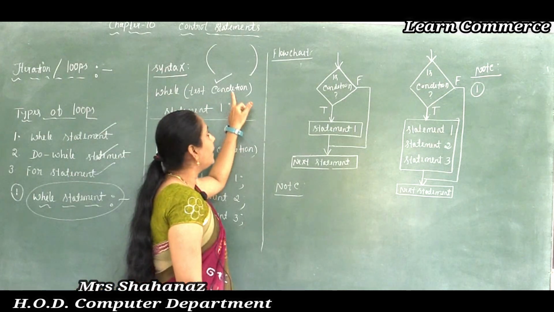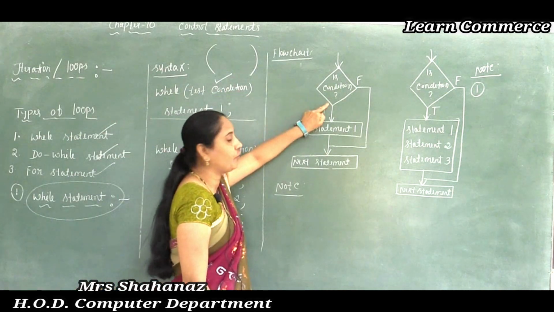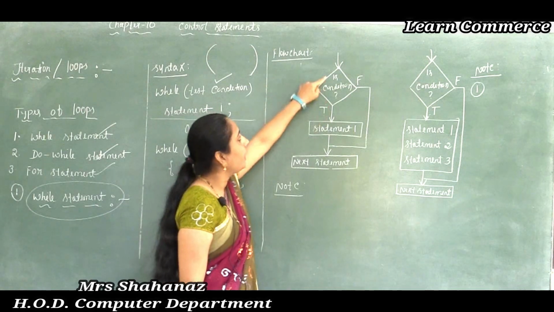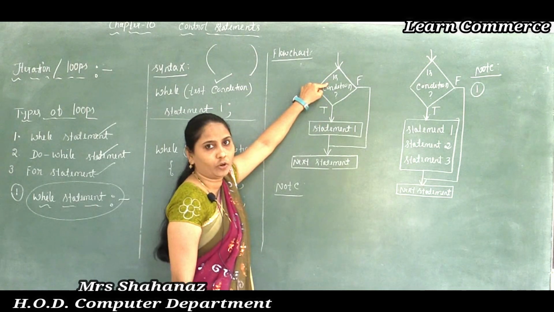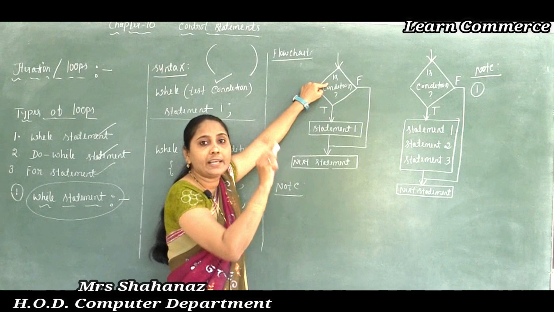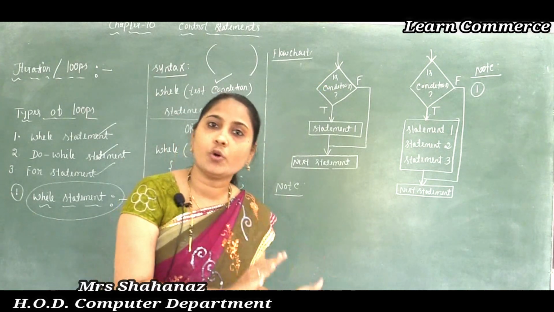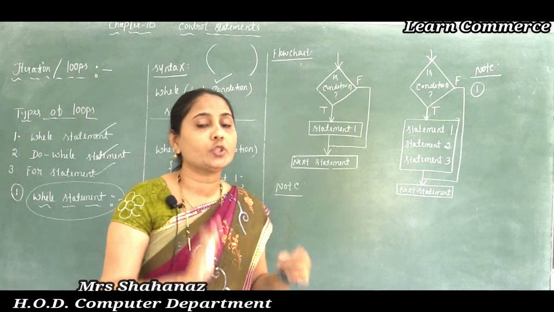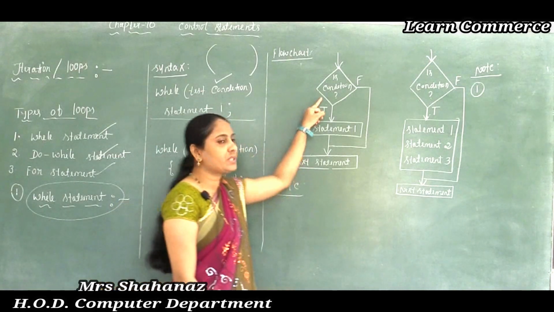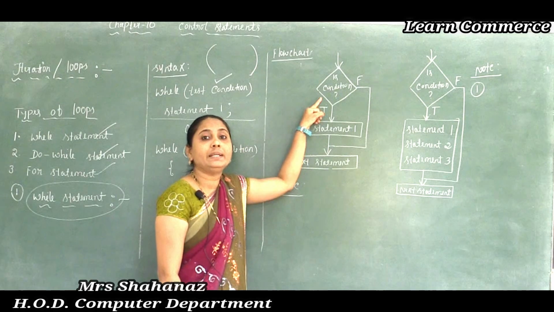For this syntax we can write the flow chart as follows. First of all it is going to test the condition, written as condition with a question mark. Still, here I don't know whether the condition is true or false. I am just going to test the condition by using this symbol. This symbol is the decision symbol.